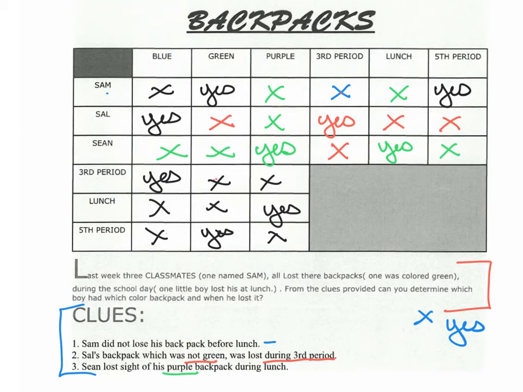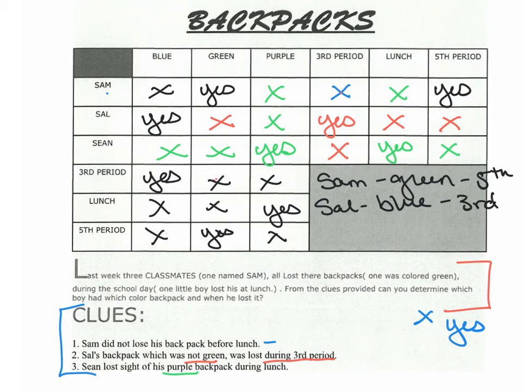So here's our solution. Sam has the green backpack, and he lost it during 5th period. Sal has the blue backpack, and he lost it during 3rd period. Sean has the purple backpack, and he lost it during lunch. So there's our solution.